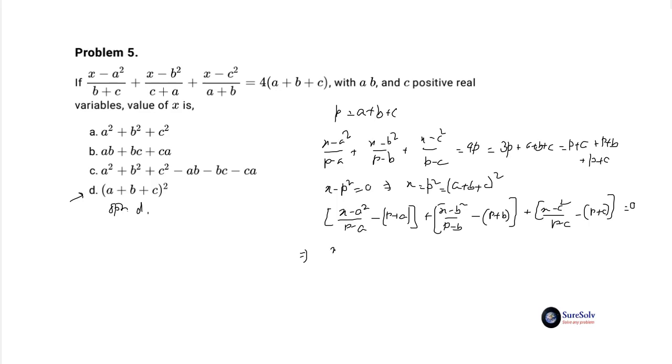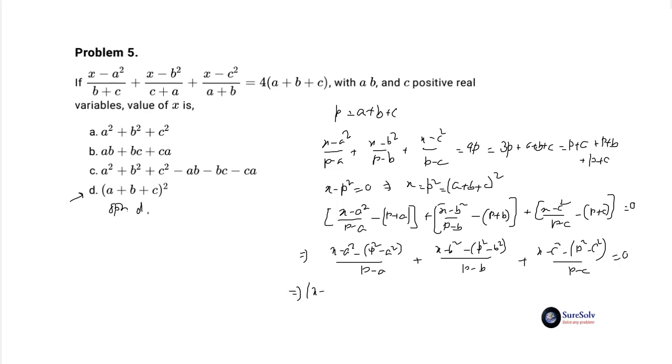Or (x minus a) square minus, in the brackets, (p square minus a square), divided by (p minus a), plus (x minus b) square minus (p square minus b square) in the brackets, divided by (p minus b), plus (x minus c) square minus, in the brackets, (p square minus c square), divided by (p minus c), equal to 0. Or (x minus p) square multiplied by 1 by (b plus c) plus 1 by (c plus a) plus 1 by (a plus b) equal to 0.